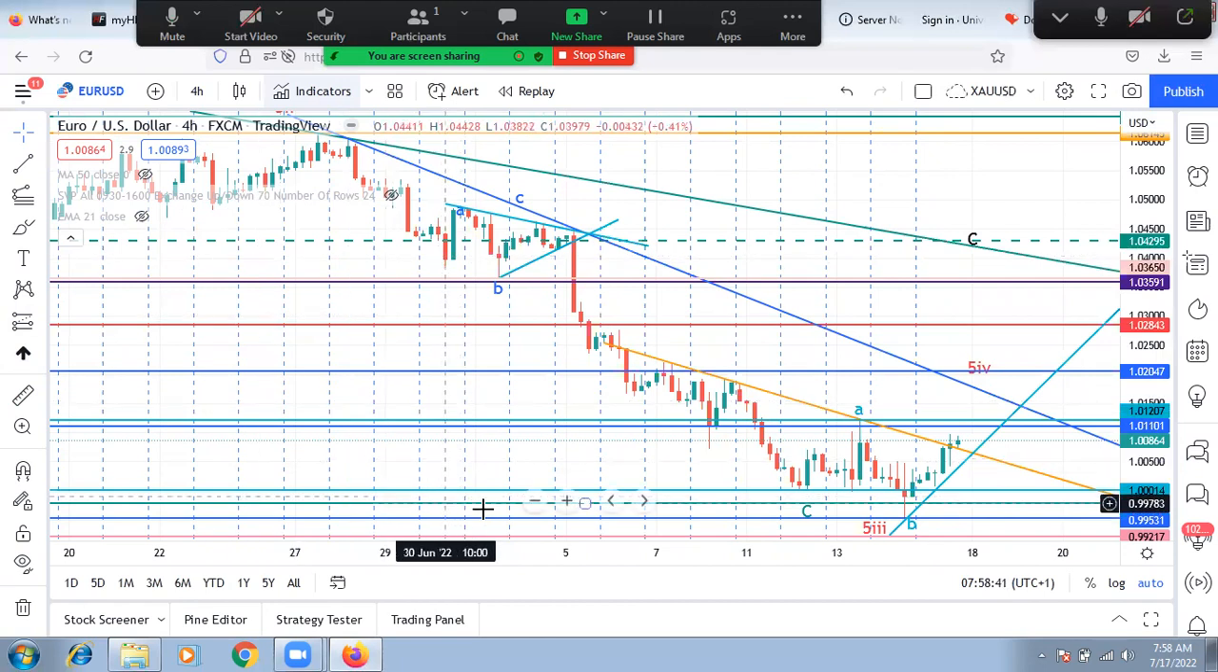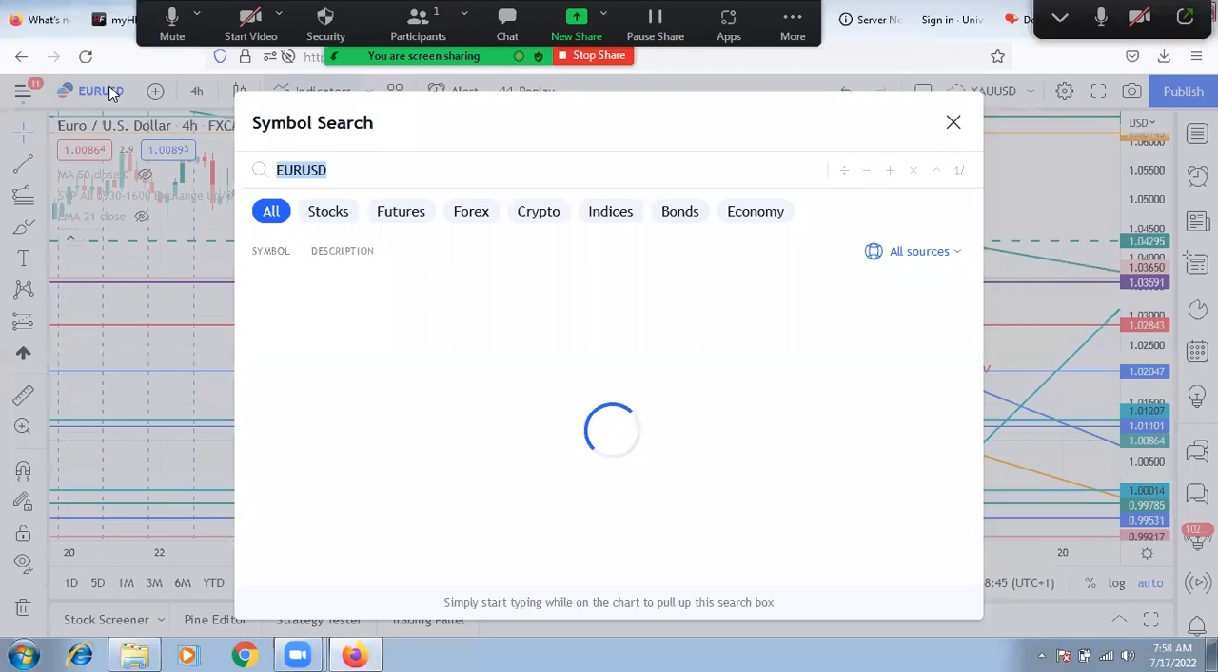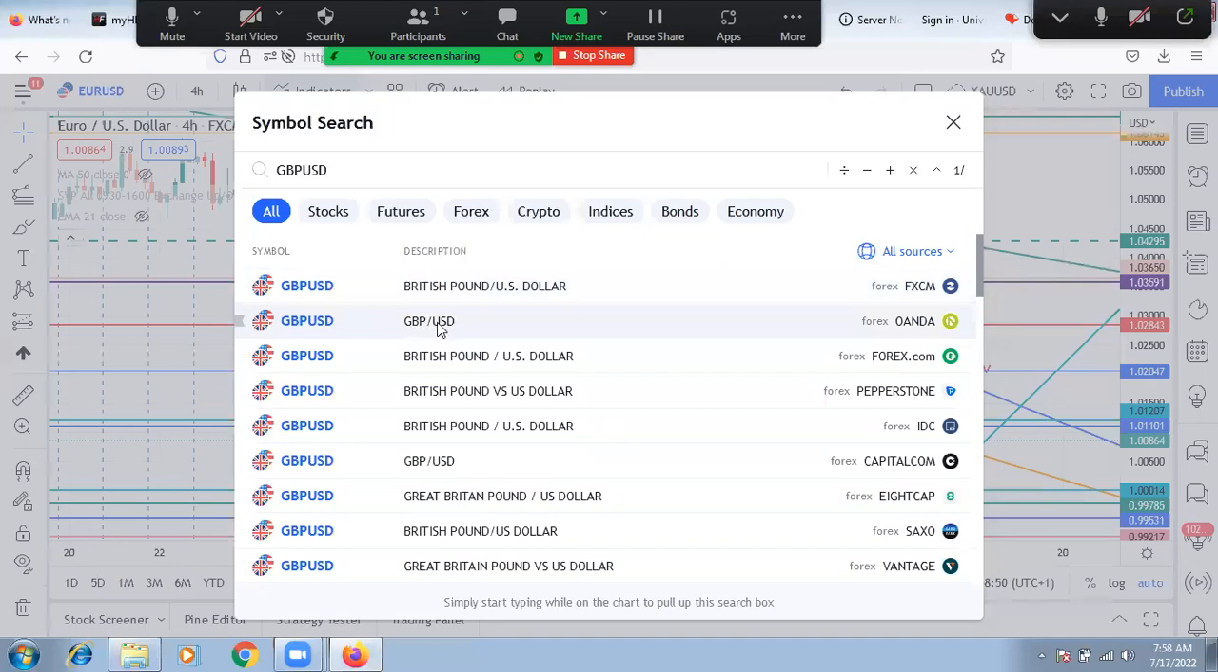Now, with what I've shown you here, let me show you a bit of what is happening inside Pound USD.